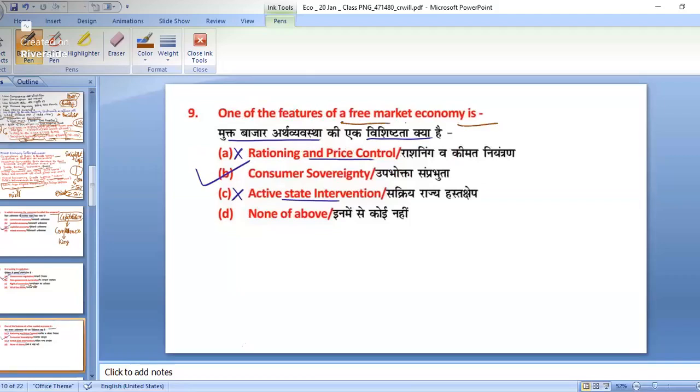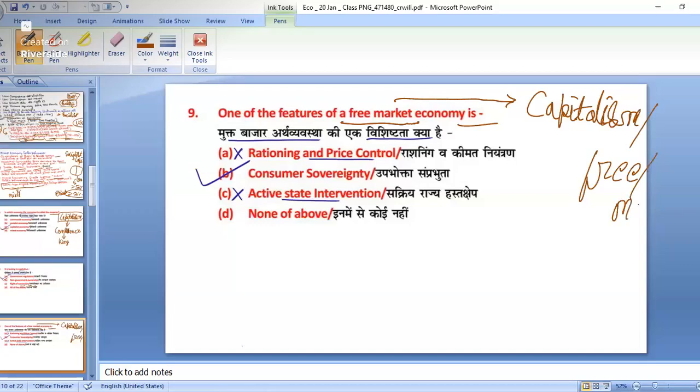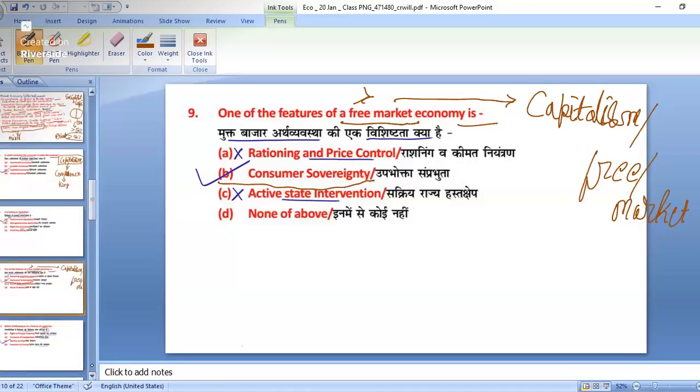So free market, what we saw? Free market means what? It is a part of capitalist economy. While studying capitalism, we saw capitalism, free market. So free market economy is what? It is free from government rules and regulation. So in that particular part, what we are seeing? We are seeing consumer sovereignty. This also we have seen.